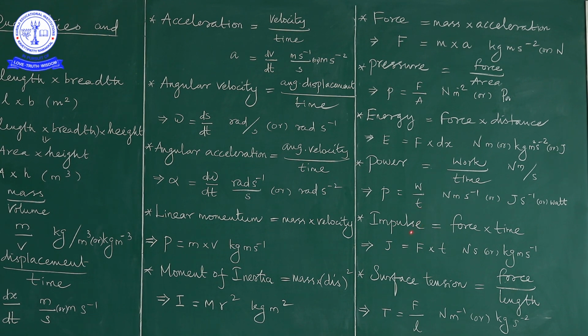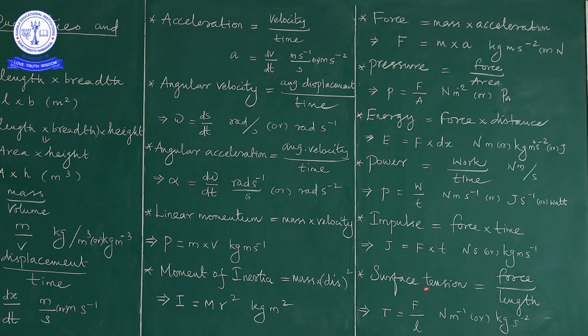And next is the impulse. So simply we can call impulsive force also. So impulse is nothing but force into time. It is mentioned by the expression J is equal to F into T. What is that? J is equal to F into T. Here what is the unit for force? Newton. What is the unit for time? Second. Or simply we can call Newton second, or we can express kilogram meter second inverse also.